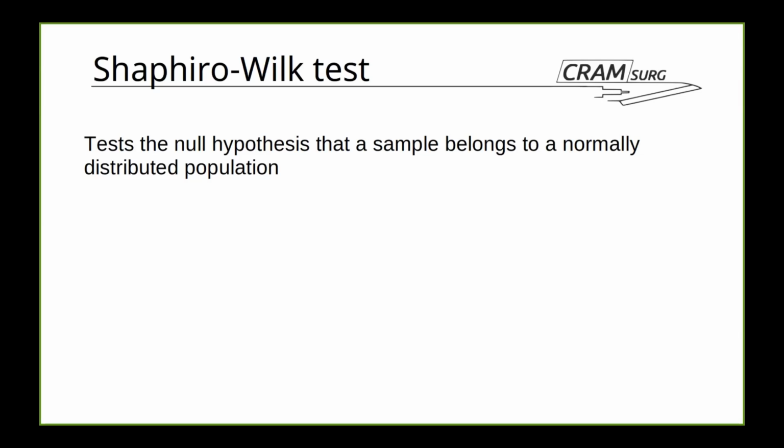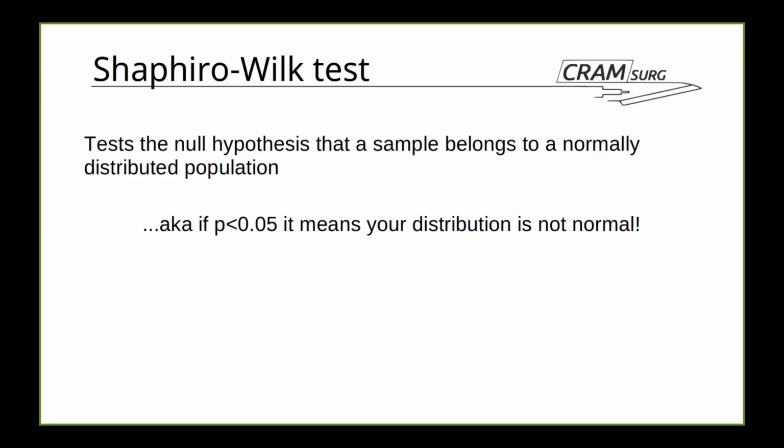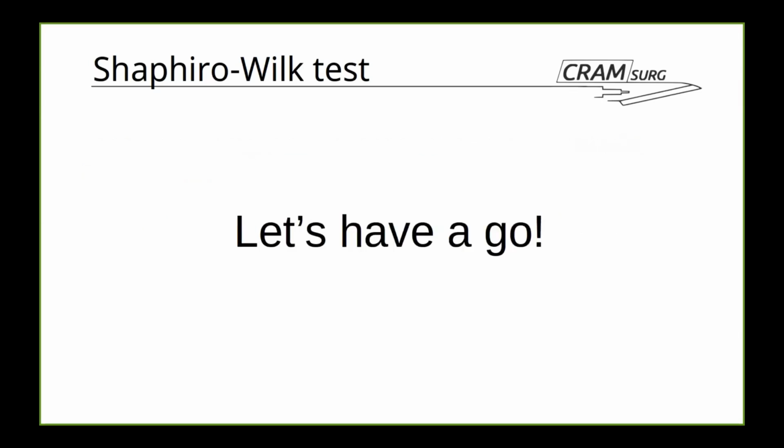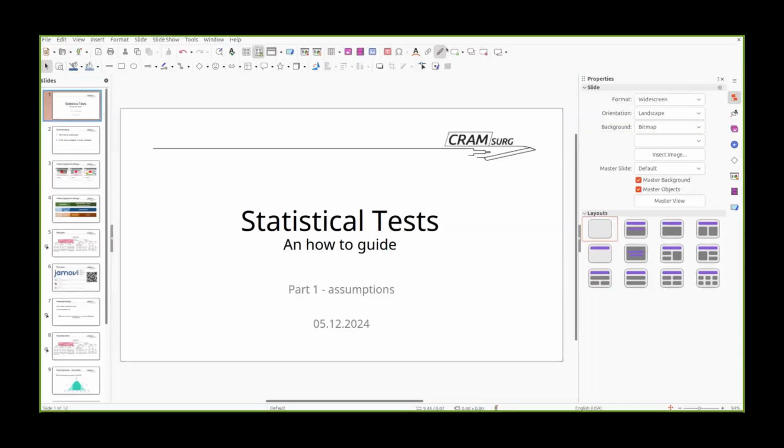The null hypothesis of this test is that the sample belongs to a normally distributed population. So if I run the Shapiro-Wilk test on my data and the p-value is statistically significant, it means that the distribution I'm dealing with is not normal. That's plain and simple. Now, how do you do it? Well, as I said, we were going to have a go at this using Jamovi. So this is what we're going to do next.